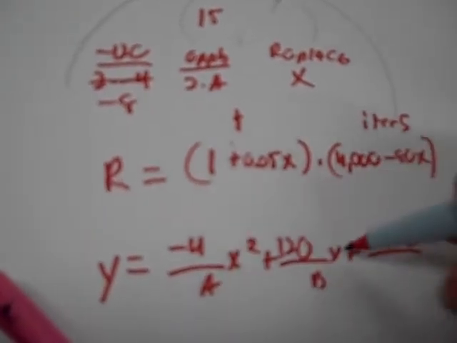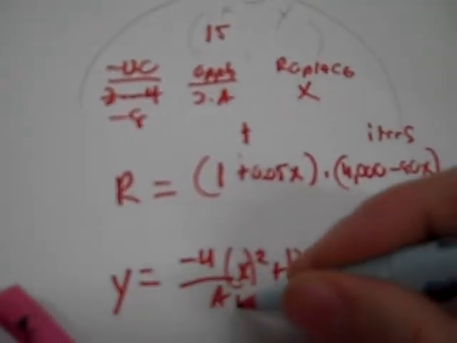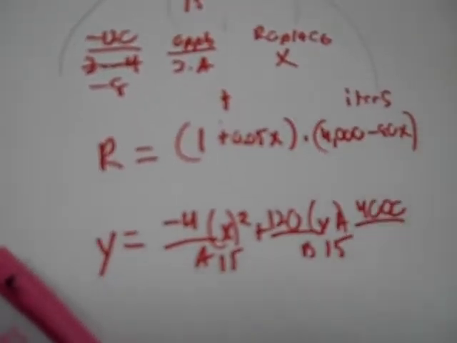Okay, then I replace the x's with 15. And that gives me my y, which is my revenue. So negative 4 times 15 to the second plus 120 times 15 plus 4,000. 4,900. That's your maximum revenue.